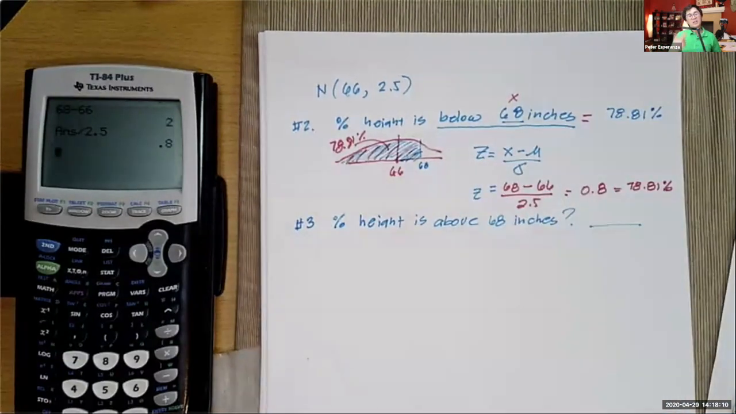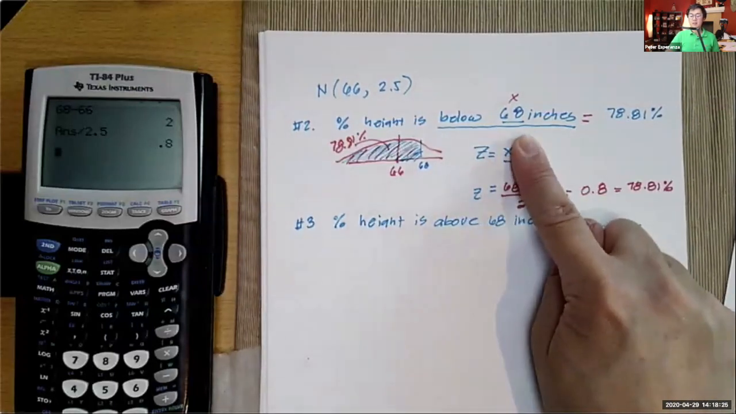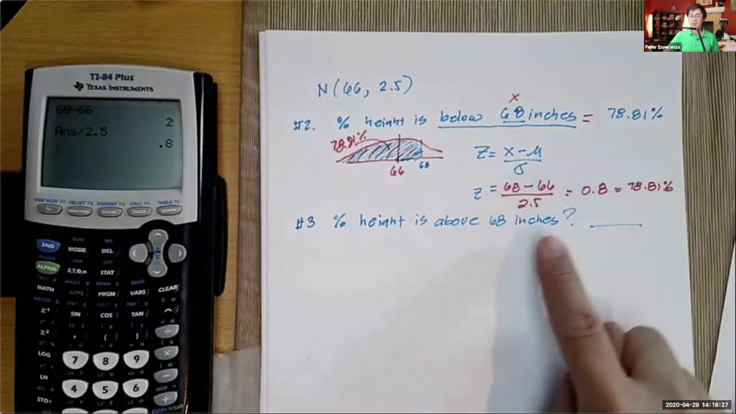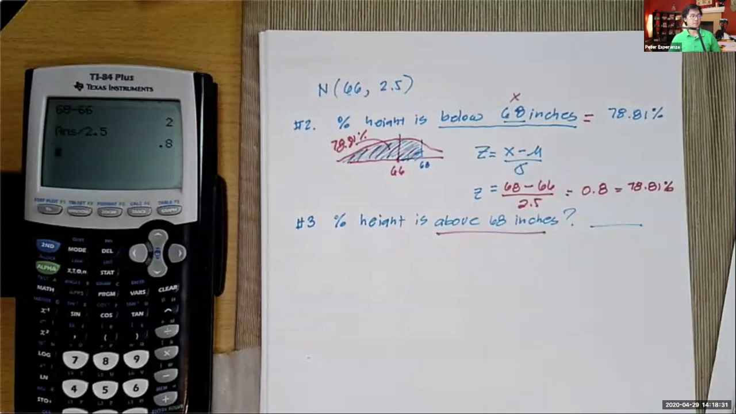Can you give me a mathematical explanation as to how you are going to give me the value of question number 3, knowing that the height of students below 68 inches is 78.81? What would be above? Subtract from 100. Subtract from 100? Who said that? James, is that you? Yeah. James says subtract from 100.